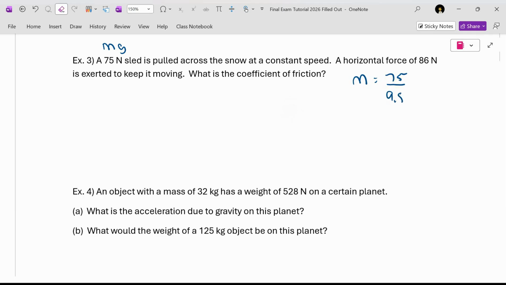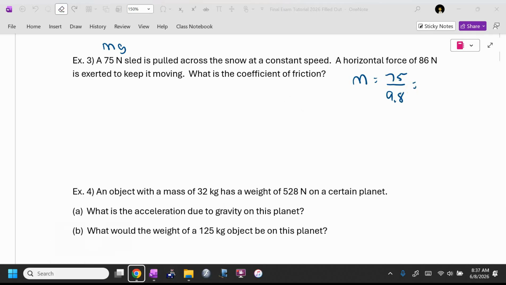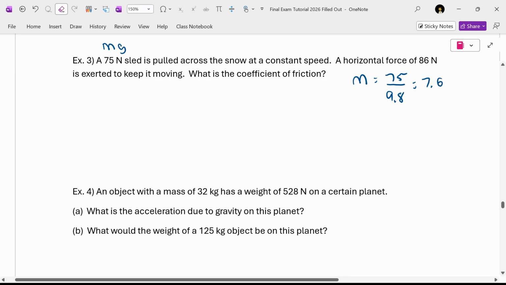So I'll divide by 9.8, and I'll probably store that on my calculator, because I don't think this is going to work out to a nice number. Maybe it will, but I'm doubtful. 75 divided by 9.8. I'll make a note, 7.653 maybe. I don't want to round off too much. I wouldn't say 8 kilograms, even 7.7. That's going to introduce a lot of error into the rest of my calculations.